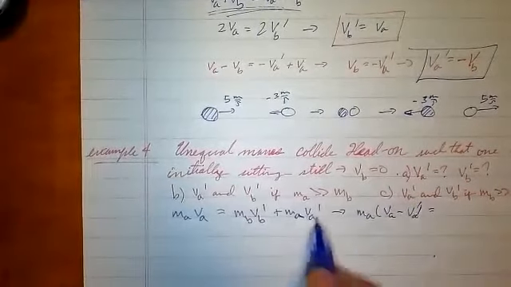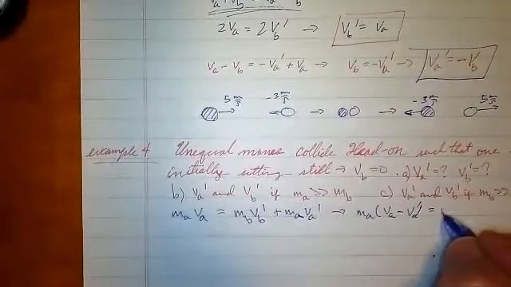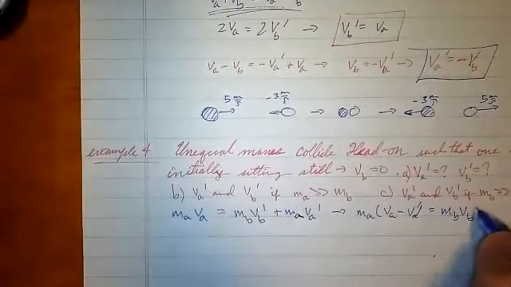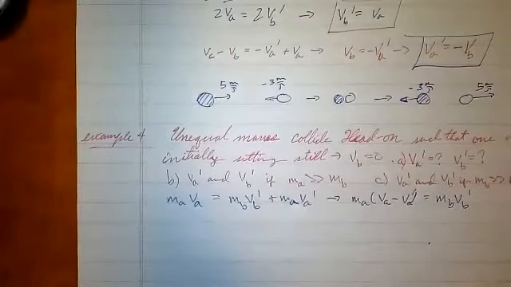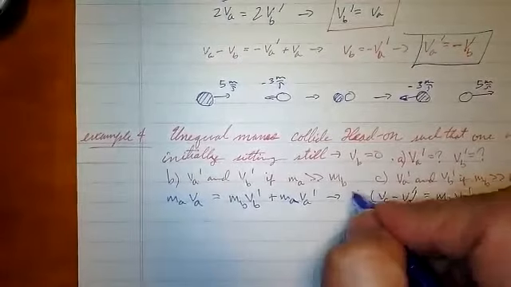And that's going to be equal to, so I've gotten rid of that term and that term, that's going to be equal to MB VB prime. So that's one of my equations I can make use of. Let's call that equation 1.